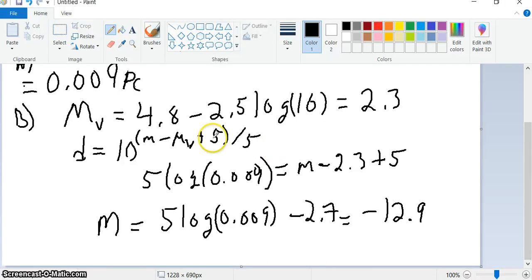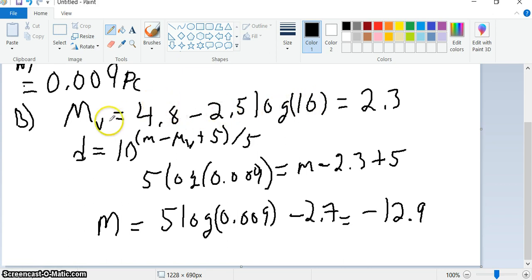All right, I kind of rushed through this, it's really number 2, part B. So in part A, we figured out that this object would be 0.009 parsecs away, all right? And then they ask us, what would its apparent magnitude be? So we've got to figure out what its absolute magnitude would be. And they tell us that it's 10 times the luminosity of the sun.